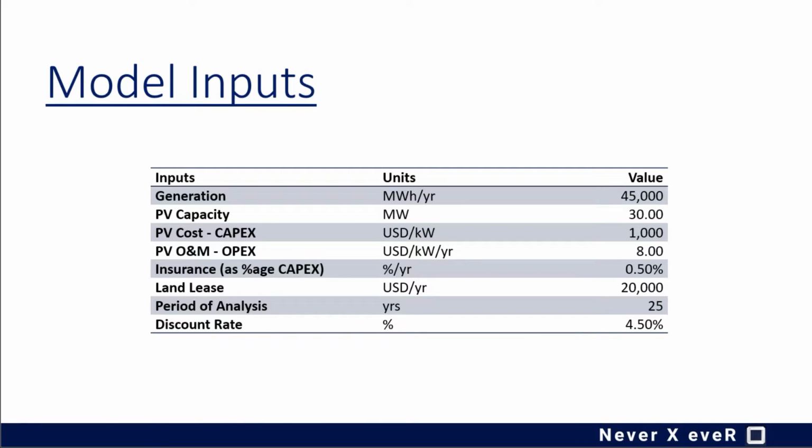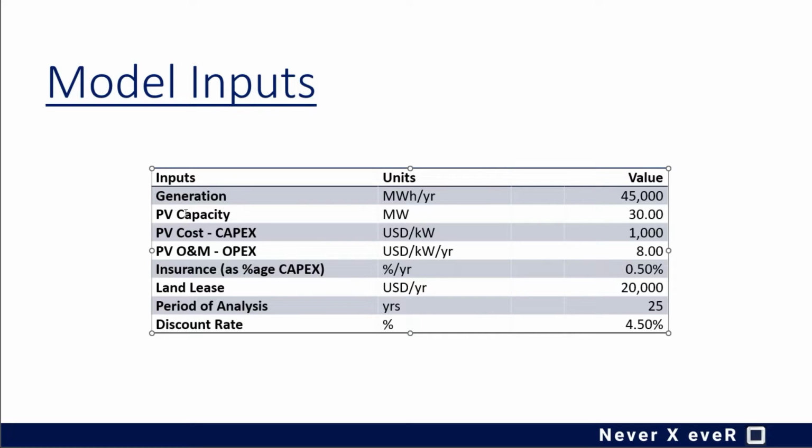Here in this table, we have the model inputs, and it's going to be a very simple model to start with. So what do we have in here? Basically, we have the generation. The generation is a number. We're going to assume 45,000 megawatt hours per year as the PV generation. And we're going to also assume that there's no curtailment. We can assume that this is basically a power plant supplying electricity to the grid, and the grid just takes everything and we get paid for all the energy.